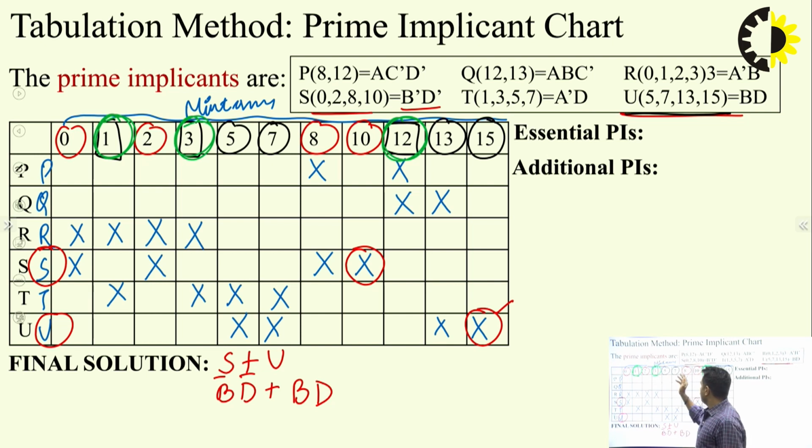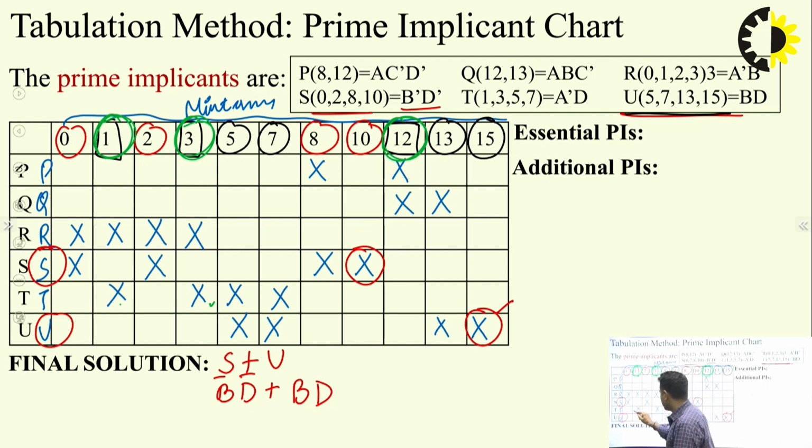So 1, 3 and 12 are left. I am trying to see whether these 1, 3 and 12 can fit into a single group. I can see that there is no such group. 1 is there in T, 3 is there in T, but 12 is not there. So 1, 3, 12 cannot be covered together. There is not a single group which covers all these 3 terms.